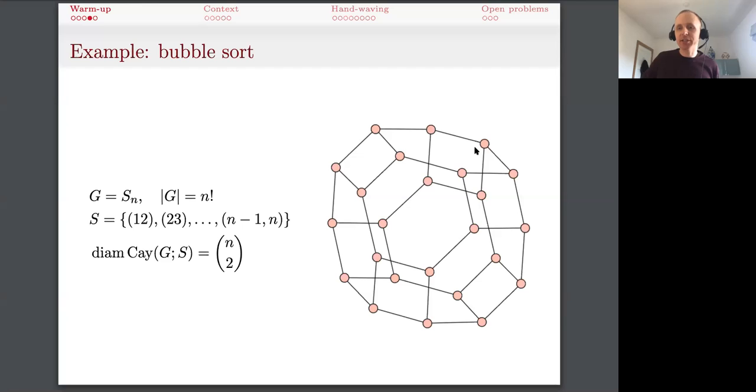And typically, it's much smaller than n over 2? Yes, I'll get to that in a moment. And I think there's no case known in which it's worse than about n squared. So, I'll get to all this in a moment.